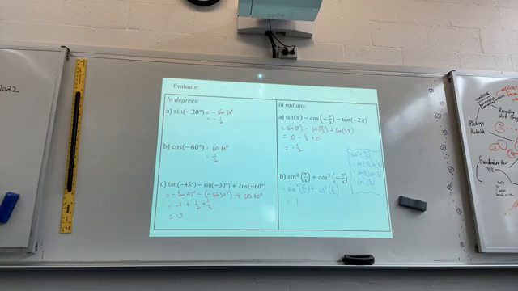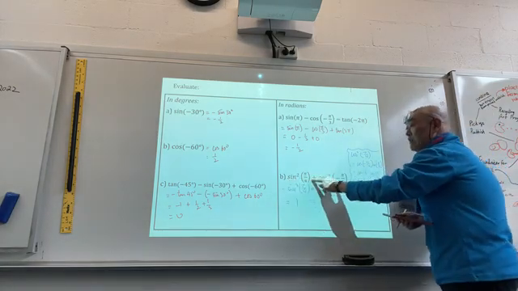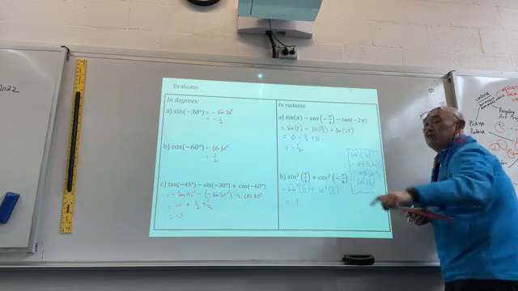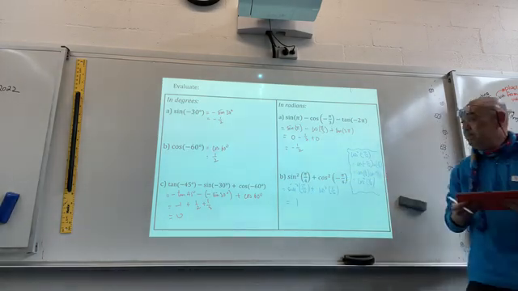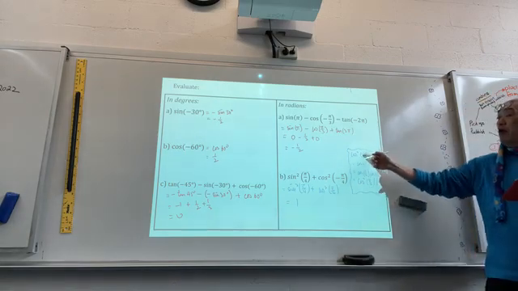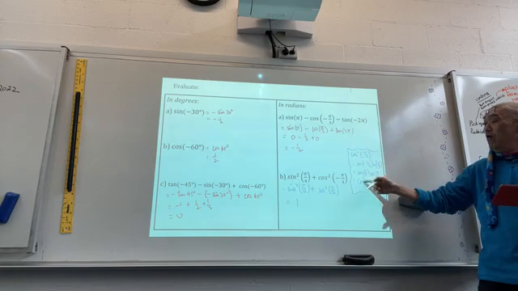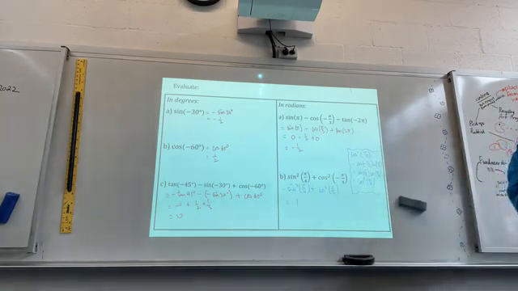Happy with that? So you must remember, sine square pi over 4 is just sine pi over 4 times sine pi over 4. It's just a convention we use. And then cos square of minus pi over 4 is actually cos minus pi over 4 times cos minus pi over 4, which is cos square pi over 4. Happy with that? I'll move on.